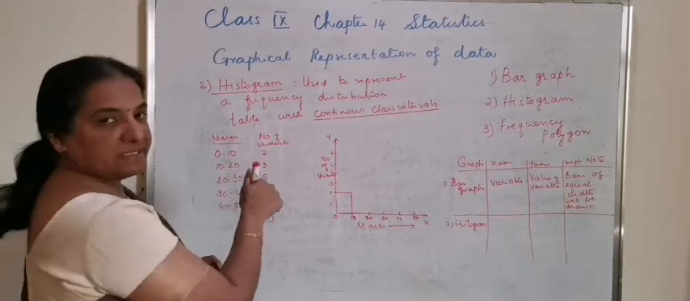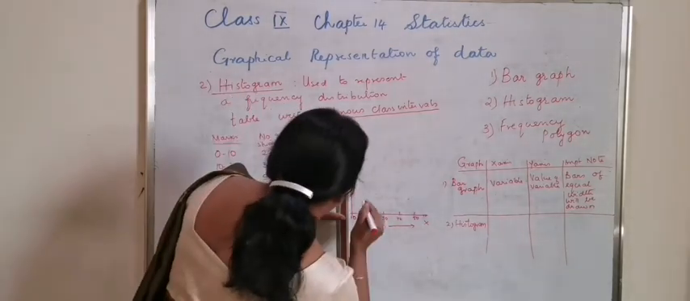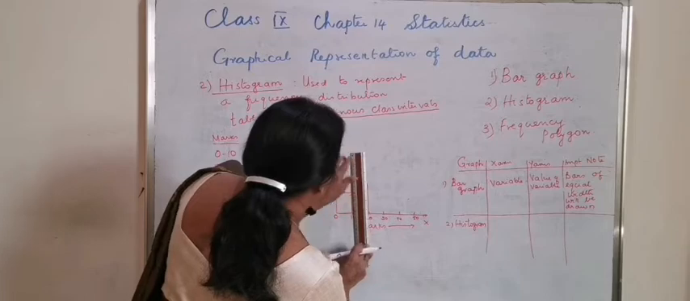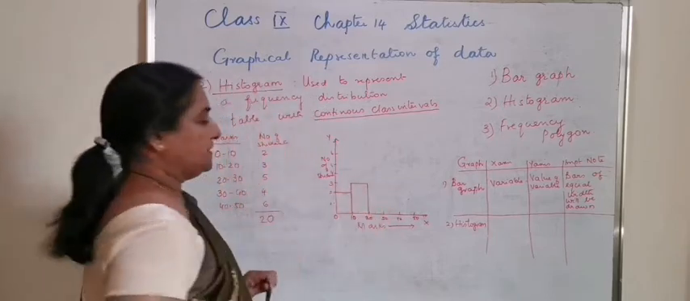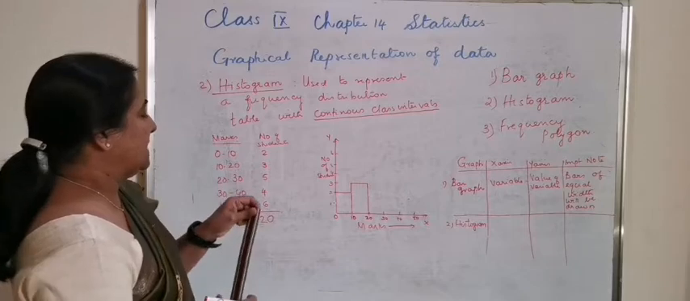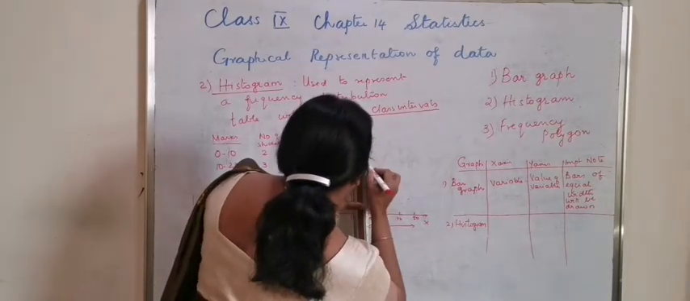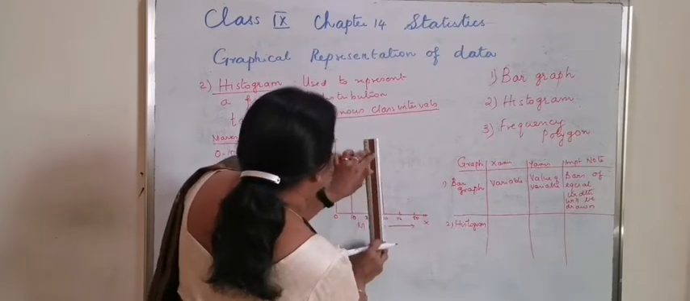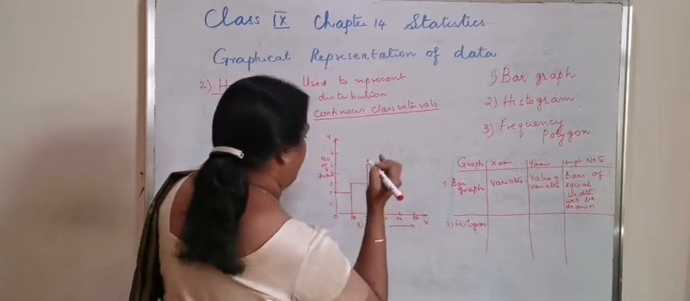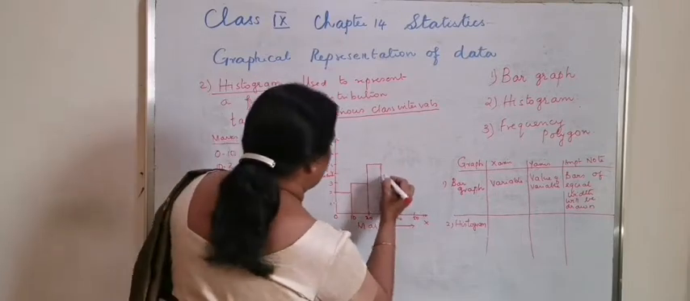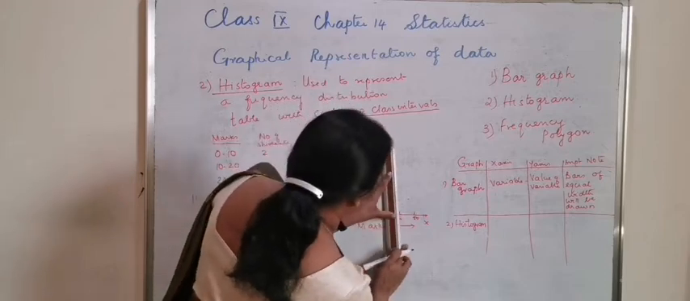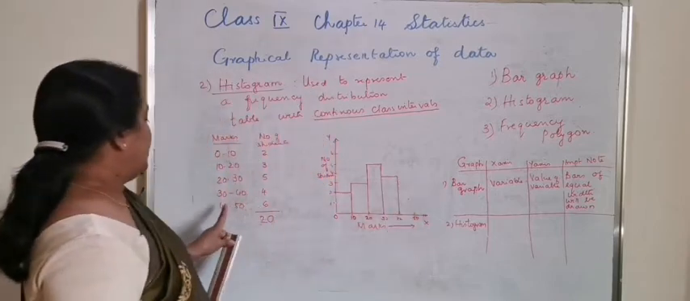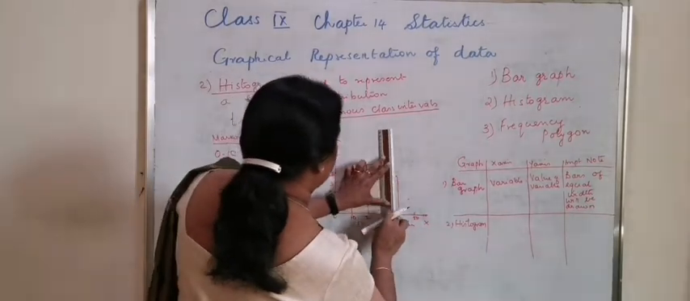10 to 20 has 3 students. So we will have the rectangular box with the frequency for 3 students. Then 20 to 30 will have 5 students. 30 to 40, 4 students. And 40 to 50, 6 students.